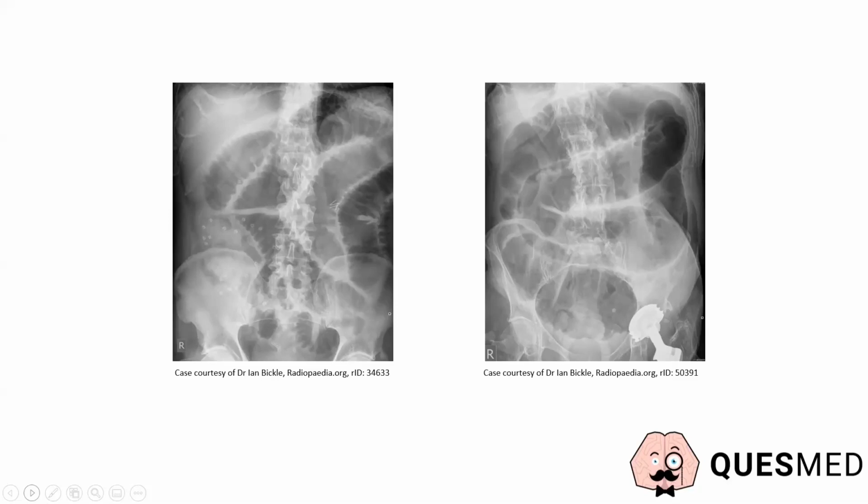The abdominal X-ray on the right is that of a patient who'd presented with a distal large bowel obstruction. They presented with absolute constipation for 24 hours. And again, this is a very typical abdominal film for a patient with a large bowel obstruction. And you can see the differences between the X-ray on the left and the right.